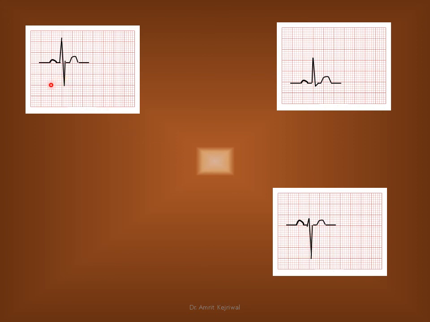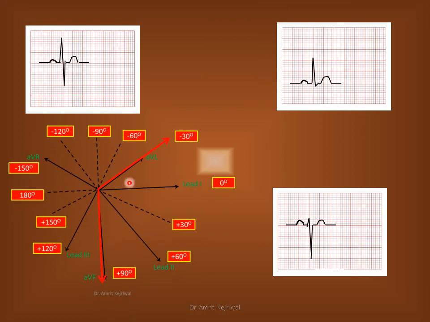For this you have to see which lead is showing isoelectric. So here is the electrode lead 1. If this is showing isoelectric, then the axis will be at 90 degrees to it. It could be plus or minus. See AVF. If AVF is showing positive, then the direction is plus 90, and if it is showing negative, the direction is minus 90.